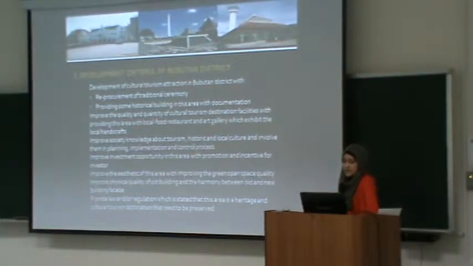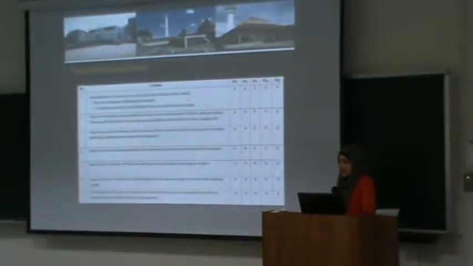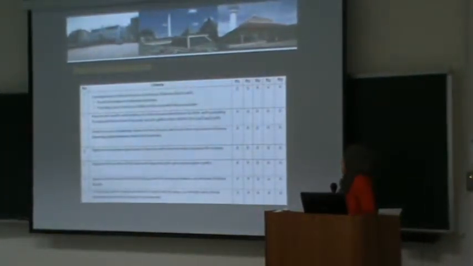And then result number 3 is the development criteria of Bubutan district, in which the development of cultural tourism attraction in Bubutan district includes the procurement of traditional ceremonies, providing documentation for the historical buildings in this area, improving the quality and quantity of cultural tourism destination facilities, improving society knowledge about tourism, improving investment opportunity, improving aesthetic points, improving the physical quality of old buildings, and then providing law and regulation. And this is the result of the Delphi questionnaire with all the experts.